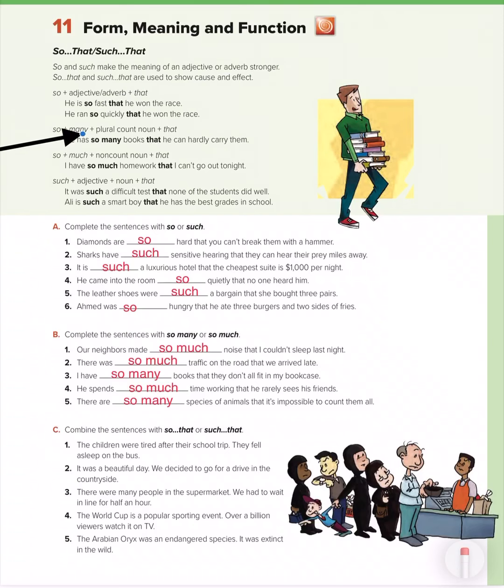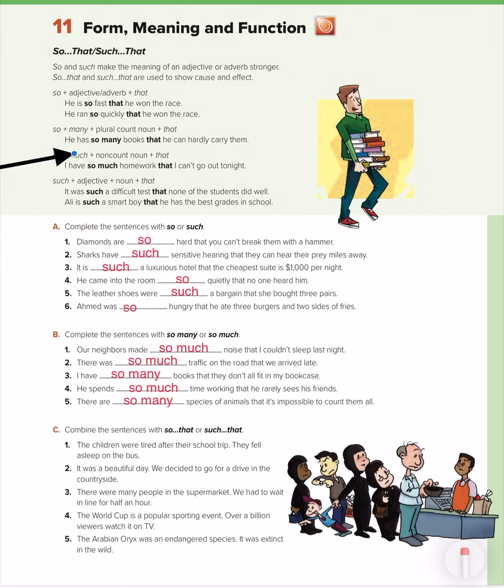So many with the plural count noun, then that. So we use so many with something you can count. So we have a book. So you can count books: 1 book, 2 books, 3 books, 4 books, and so on. Because you can count the books, we will use many. He has so many books that he can hardly carry them.